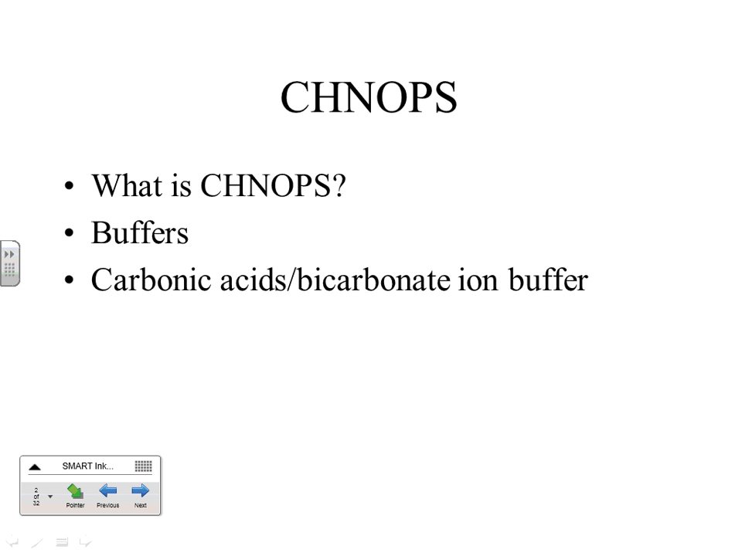Anyway, let's talk about buffers for a minute. A buffer is a chemical system in your body that helps to resist changes in pH. The most important buffer system in your body is called the carbonic acid bicarbonate ion buffer system. What's carbonic acid? What's the formula for it? Help me out. H2CO3. Carbonic acid. That's the stuff that makes Coke be Coke, right? Carbonated water. That's water plus carbon dioxide, right? Water plus carbon dioxide. Carbonic acid.